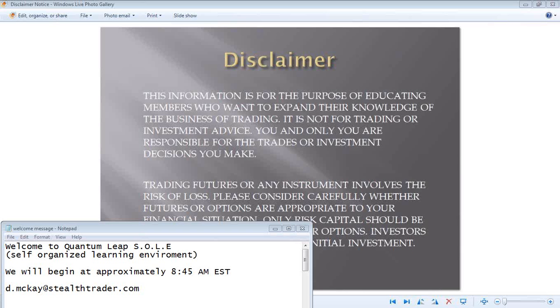This is Quantum Leap. We are a self-organized learning environment. We are a private environment. This is not a commercial venture. So each morning we come together and do our daily market analysis and homework and set up our trade levels and our targets for the day. So we're going to jump right into it.